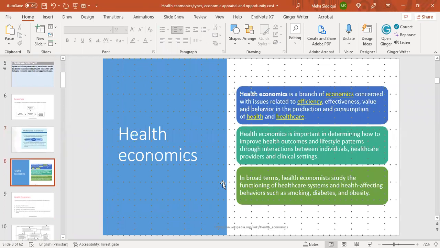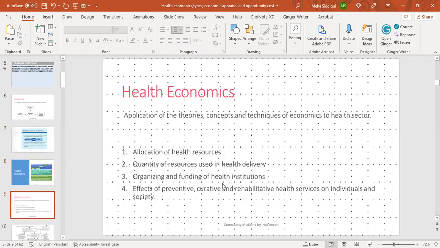It is a branch of economics concerned with issues related to efficiency, effectiveness, value, and behavior in the production and consumption of health and healthcare. It is important in determining how to improve health outcomes and lifestyle patterns through interactions between individuals, healthcare providers, and clinical settings. In broad terms, it is the study of the function of healthcare systems and health-affecting behaviors such as smoking, diabetes, and obesity.